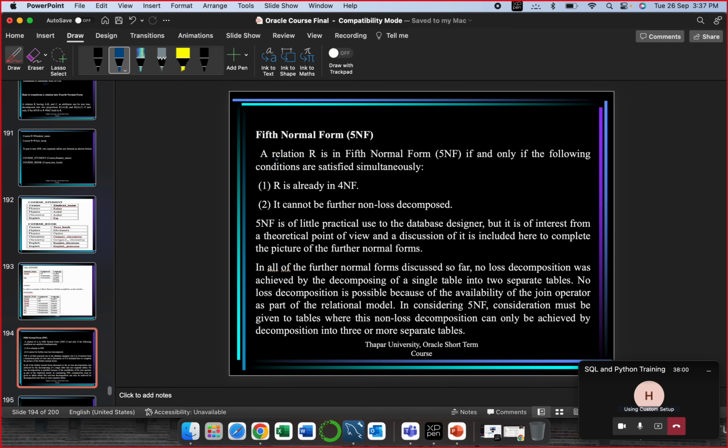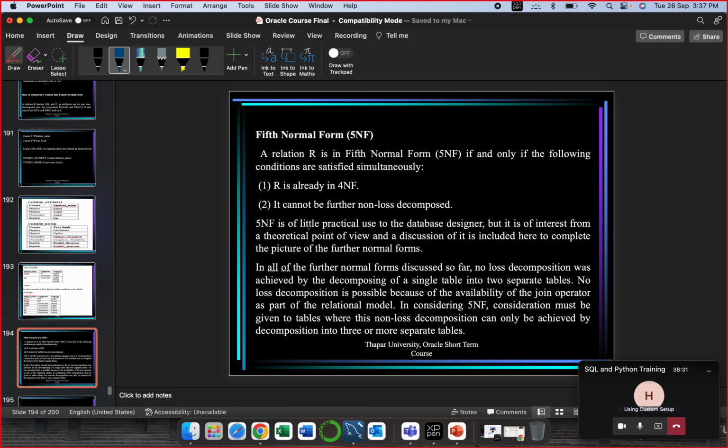Now fifth normal form is something that is not used widely at all till date. It is a concept that is brought into industry but not used widely. I'll give you a brief of it. It says that the data should be in the fourth normal form and it cannot be further non-loss decomposed. There we cannot divide the data further. That indicates that my data is already in the fifth normal form.